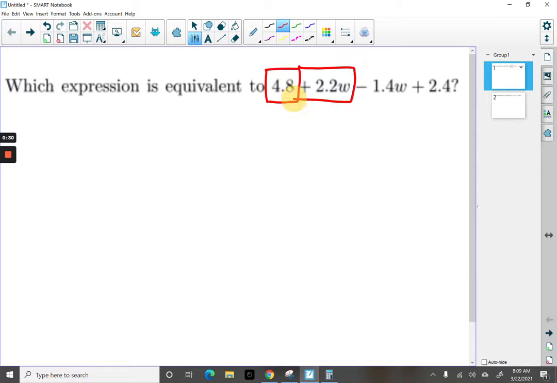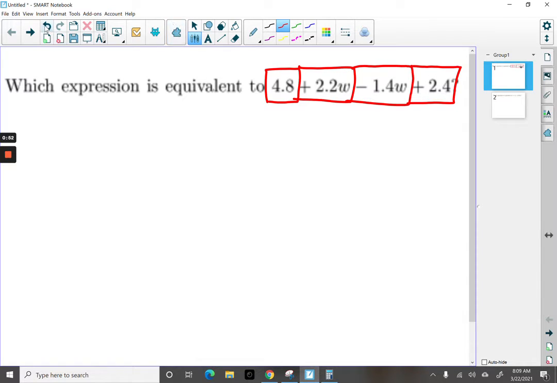So just to make this a little bit easier to look at right here, this expression has four different terms: 4.8, a plus 2.2w, a minus 1.4w, and a plus 2.4.